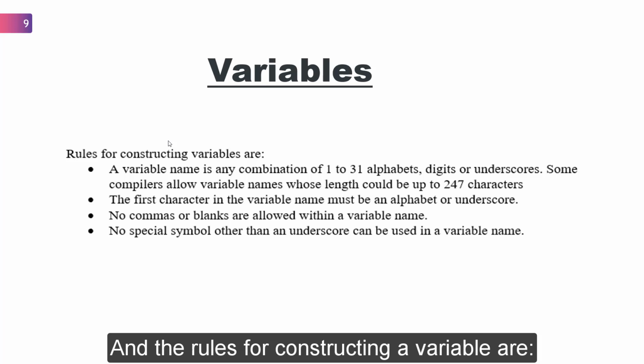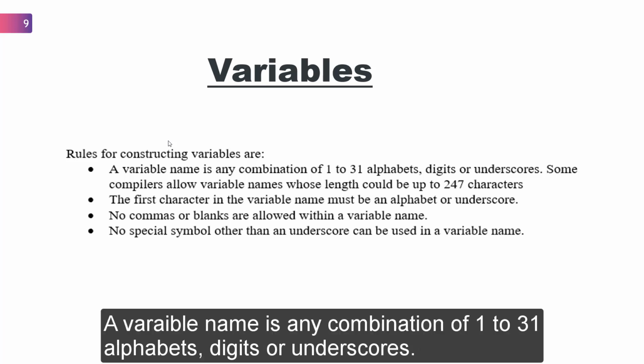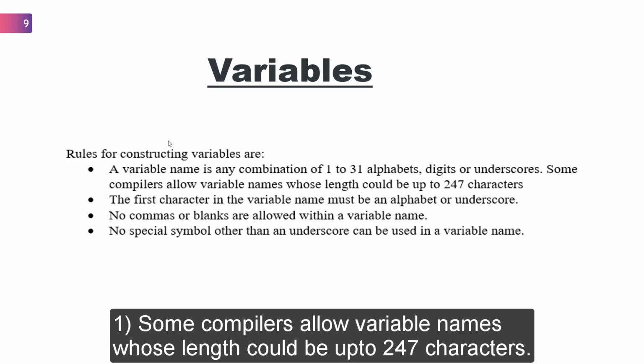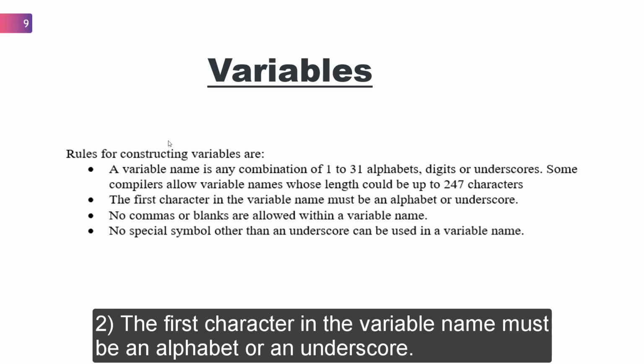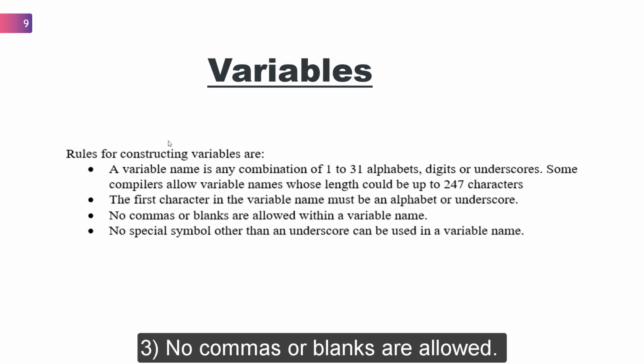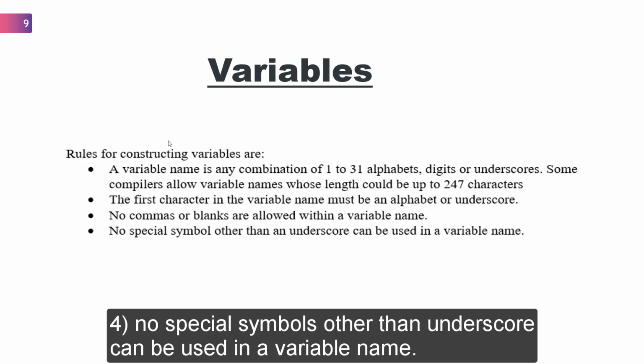And the rules for constructing a variable are: a variable name is any combination of 1 to 31 alphabets, digits, or underscores. Some compilers allow variable names whose length could be up to 247 characters. The first character in the variable name must be an alphabet or an underscore. No commas or blanks are allowed. No special symbols other than underscore can be used in a variable name.